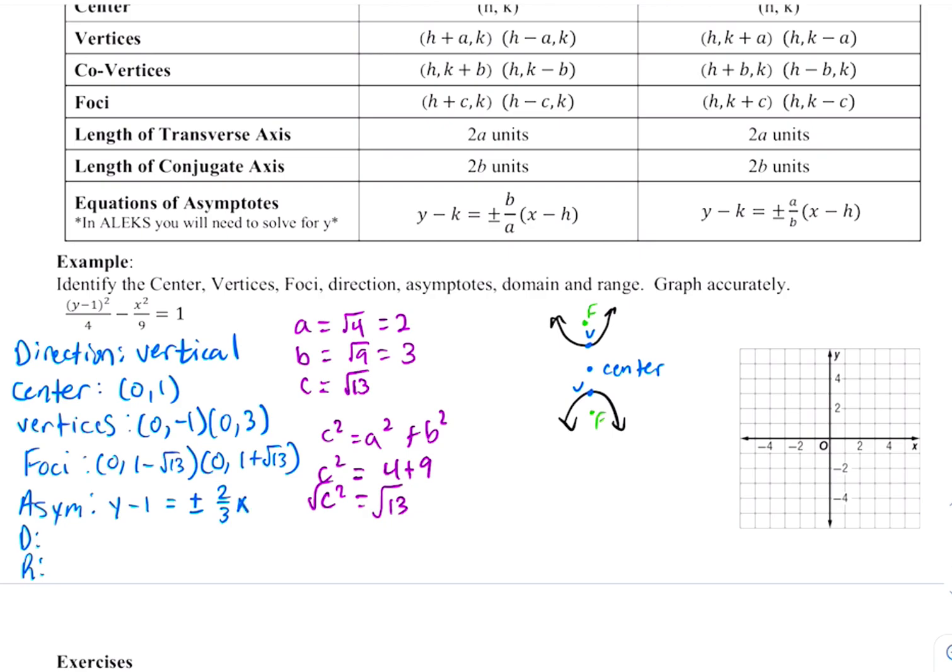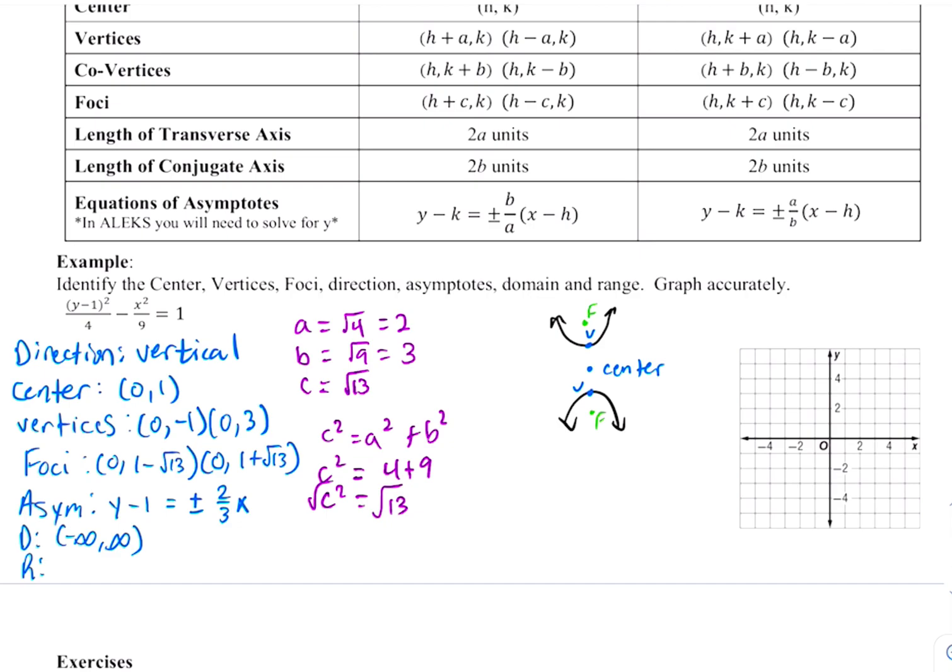And then for the domain, as I'm thinking about what this looks like, we do have 2 parts, but this time we have 2 parts vertically. So as this U shape opens up, it's going to get wider forever. And as this one opens down, it's also going to get wider forever. So that means this time our domain is the negative infinity to positive infinity.